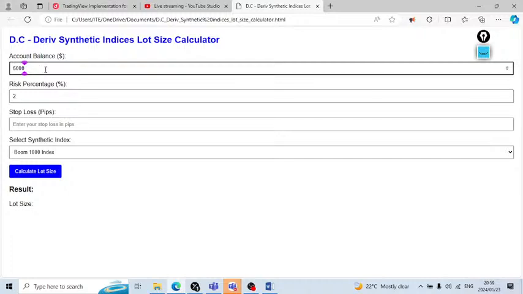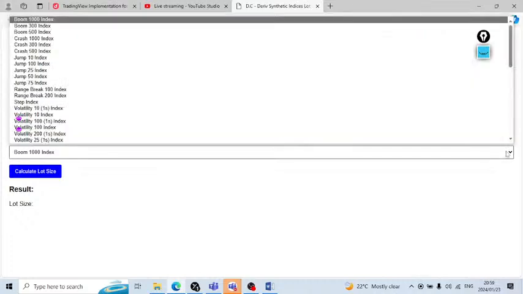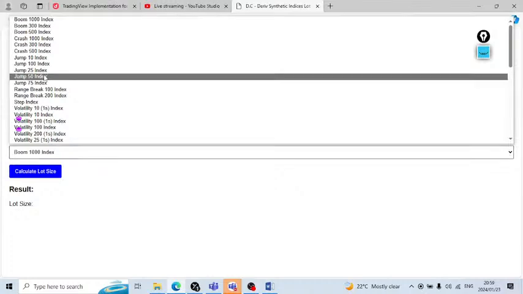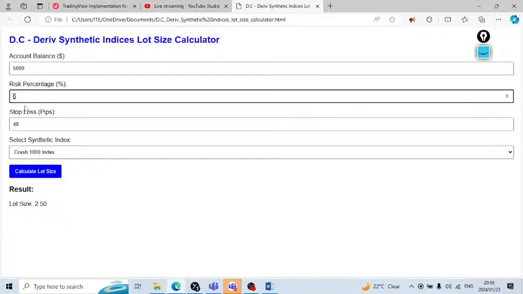So you need to calculate your stop loss in pips. Say you have 40 pips. You've calculated the difference between your entry and your stop loss, the difference between the price, and you've noticed that it is 40 pips. Then you select which asset you are going to be looking at. Is it Jump 25? Is it Boom and Crash? Maybe it's Boom 1000. Then you just click here. It will tell you that in this particular trade you need to use a lot size of 2.5 so that you maintain the same risk percentage.